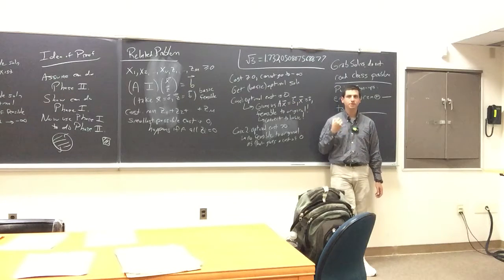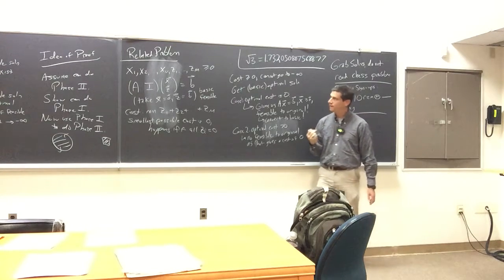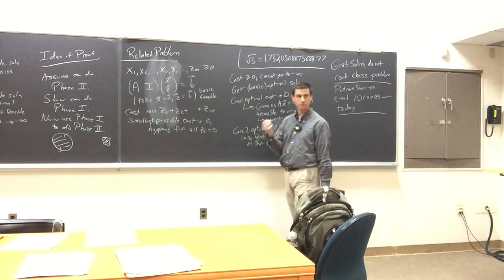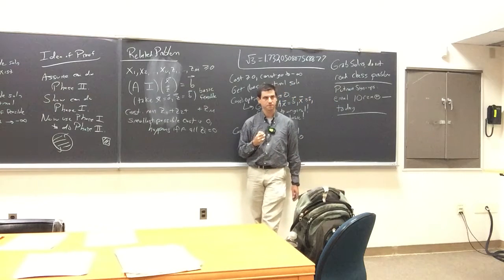And this completes the proof of how phase 2 implies phase 1. If we can do phase 2, we can always find a basic feasible solution to the original problem or prove none exist.